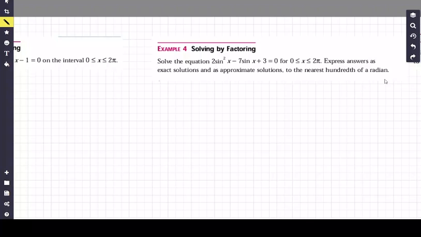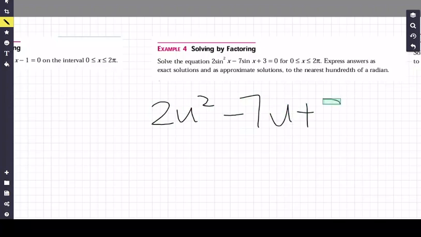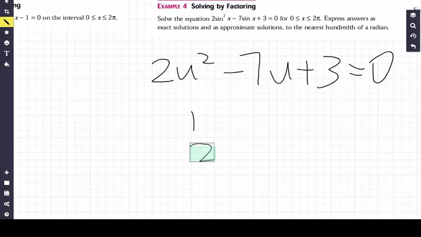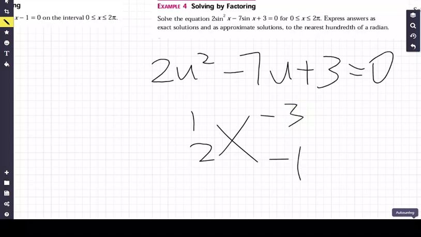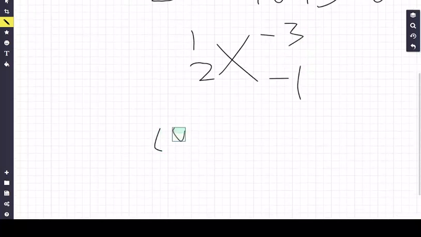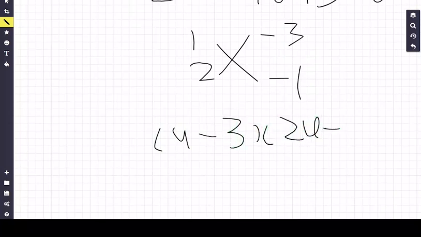Now we read the question first. Solve this equation. Express the answers as exact solutions and approximate solutions. Ooh, not good. So let's first do the substitution thing again. So 2u squared minus 7u plus 3. So this is a complex trinomial. Well, not so complex in my opinion. As we can see, we have a negative number, so it has to be negative here, negative 3 and negative 1. Now we have done that: u minus 3, 2u minus 1.